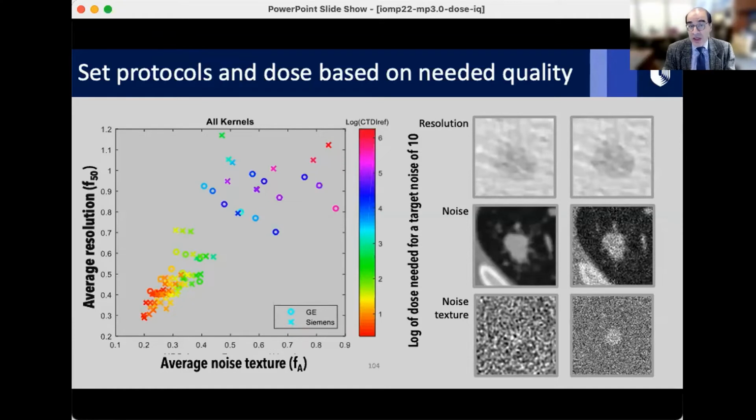The colors, in case you might be wondering, show how much dose I need to use in order to achieve a particular noise magnitude. As you can see, to achieve a particular noise magnitude of, let's say, 10 HU in this case, I need to use more dose for sharper kernels on the right side than for the softer kernels on the left side. So by this analysis, I can essentially condition the imaging system to render a specific resolution and noise that I am interested in.